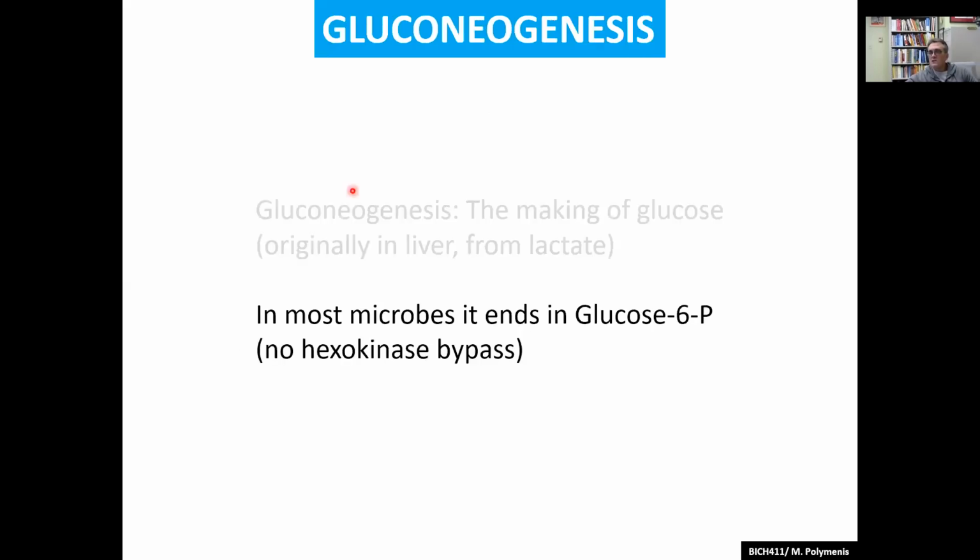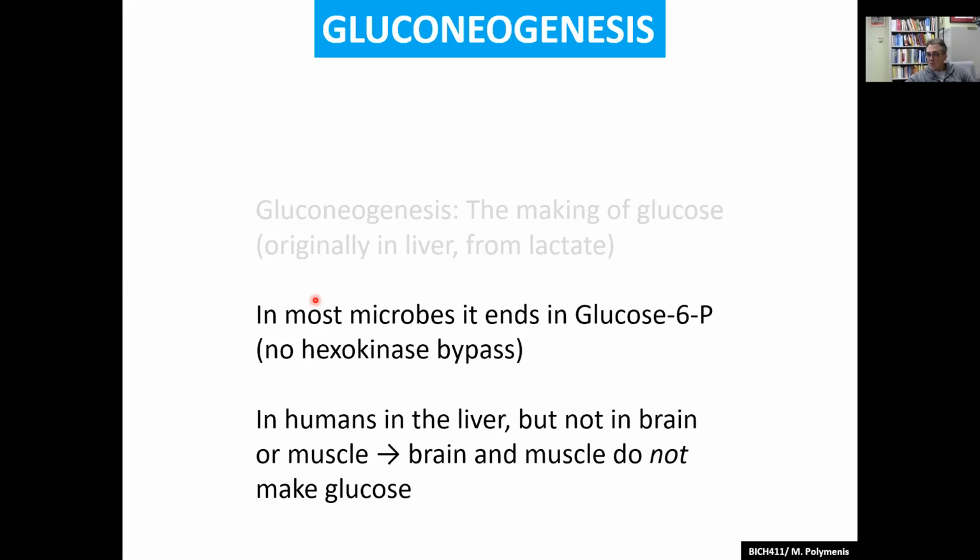That's easy. It doesn't usually happen in most cases, but in humans, it happens in the liver. That's the job of the liver, and that's something we're going to see in the next video as well, in the Cori cycle. But in humans, some other tissues are very greedy. Brain and muscle never give their glucose to anybody else. So they don't make free glucose. They will do gluconeogenesis to make glucose 6-phosphate, and that's where it stops, just like microbes.